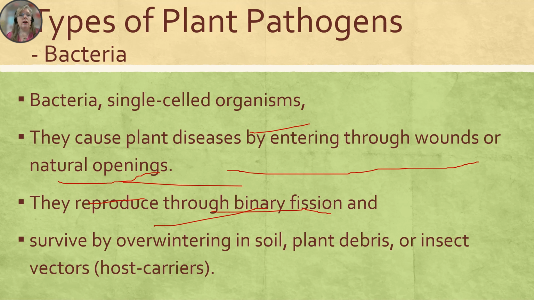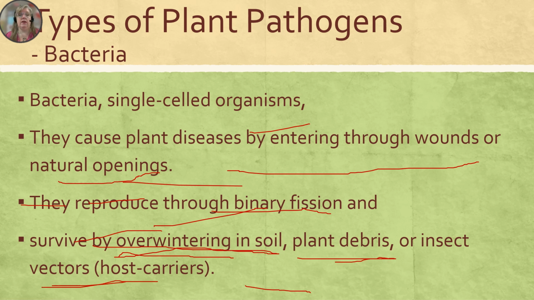And they can, again, survive by overwintering in the soil. Overwintering means if they overwinter in the soil, when you plant the next spring's crop, the bacteria may already be there. They could also be in the plant debris, the leftover grasses and leaves, or they could have insect vectors. Now, insect vectors means they have host carriers.